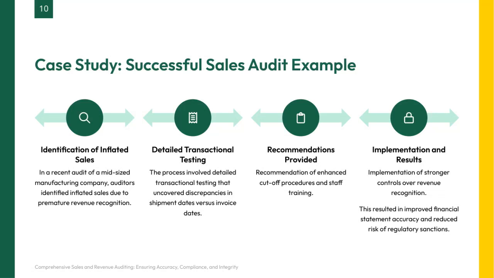In this case study, the audit team discovered inflated sales at a mid-sized manufacturing company caused by recognizing revenue too early. To get to the bottom of it, they performed detailed transactional testing, which revealed mismatches between shipment dates and invoice dates. Based on these findings, the auditors recommended stronger cutoff procedures and additional training for staff to prevent future errors. After these changes were implemented, the company saw more accurate financial statements and significantly lowered its risk of facing regulatory penalties. This example really highlights how thorough auditing and effective recommendations can drive meaningful improvements.